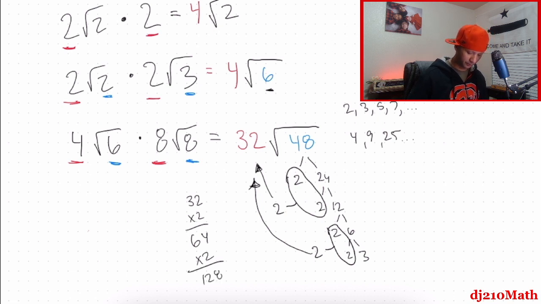Now notice the 3 doesn't have a partner, doesn't have a pair. It cannot leave the square root. It has to stay behind under the square root because there was no pair for it to get removed with. So our simplified and final answer is going to be 128 square root of 3. And this is basically how you multiply square roots.